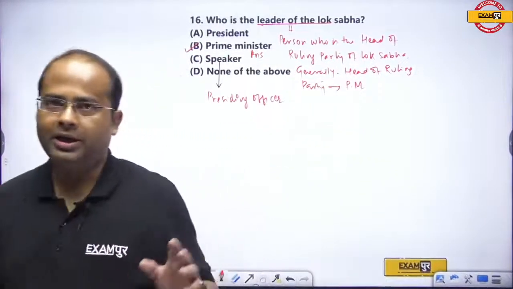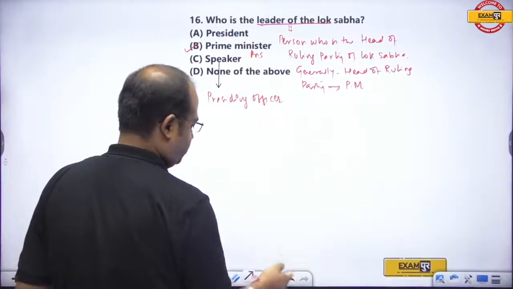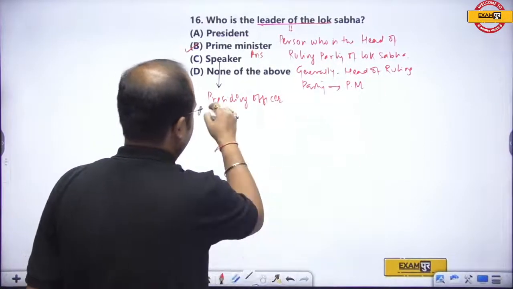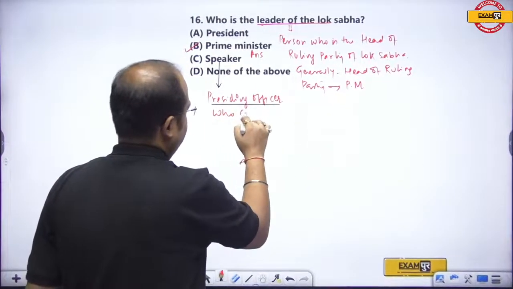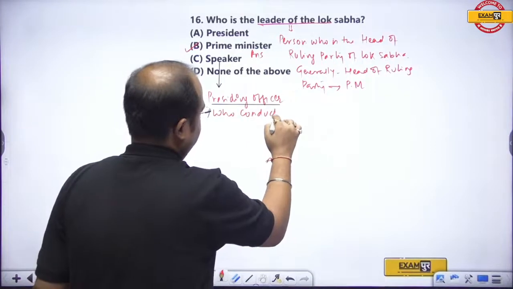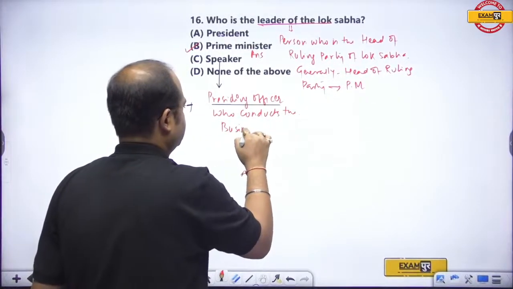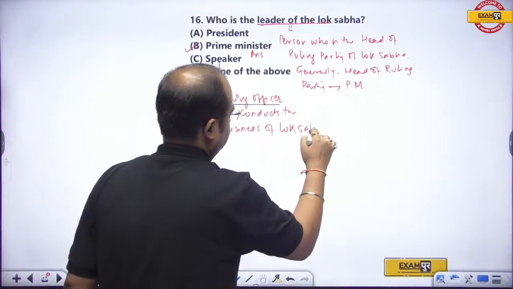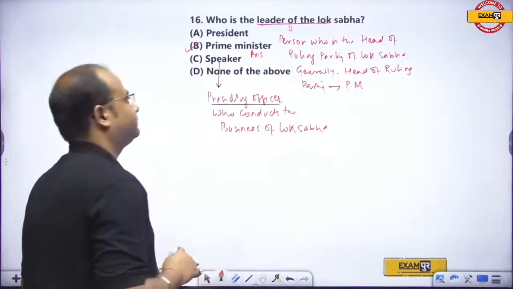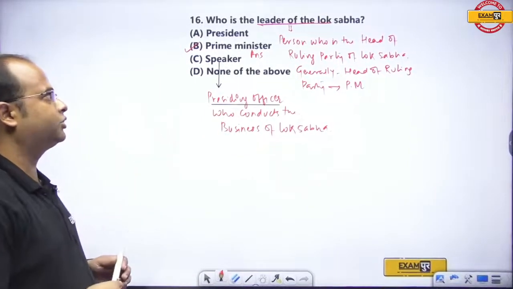That means the one who conducts the business of the Lok Sabha. Presiding officer simply means who conducts the business of the Lok Sabha. So the correct answer will be option B.